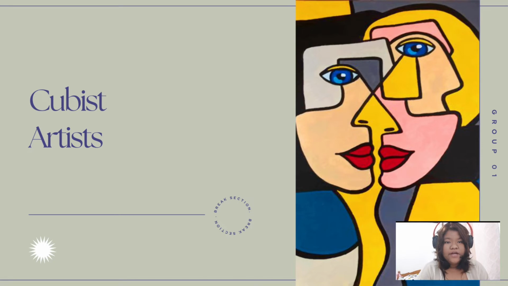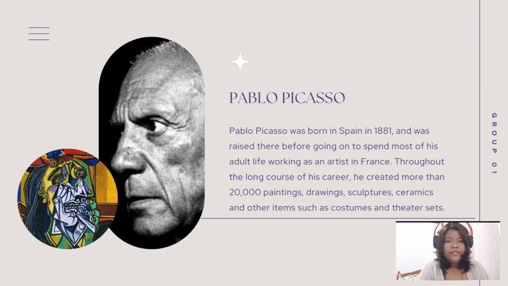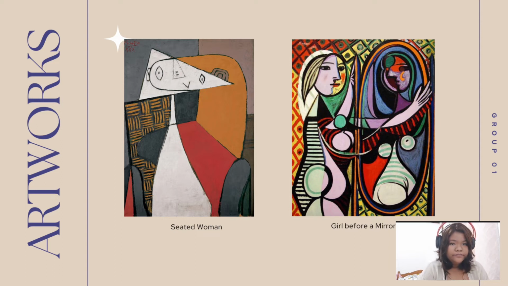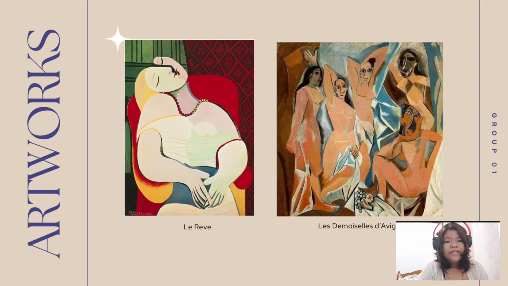Moving on with the Cubist artists, we have Pablo Picasso and Georges Braque. Pablo Picasso was born in Spain in 1881 and was raised there before going on to spend most of his adult life working as an artist in France. Throughout the long course of his career, he created more than 20,000 paintings, drawings, sculptures, ceramics, and other items such as costumes and theater sets. Picasso's artworks are Seated Woman, Girl Before a Mirror, Le Rêve, and Les Demoiselles d'Avignon.